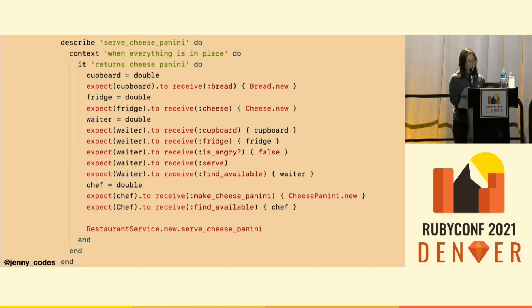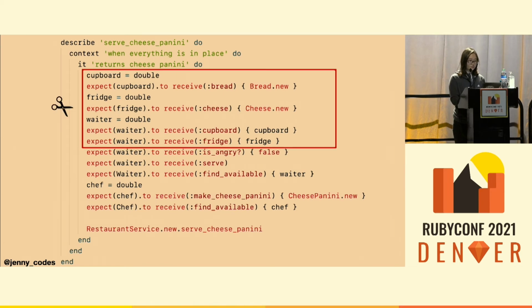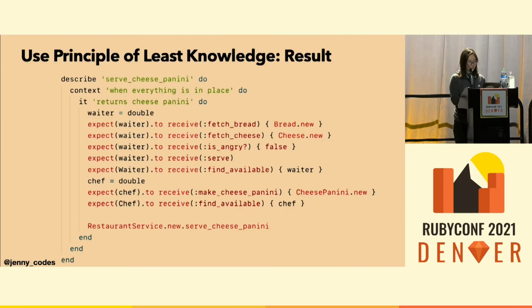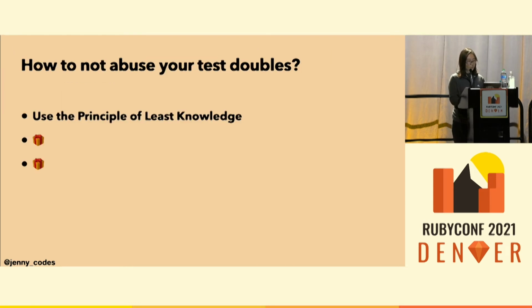Then we can remove some mocking code from the test. So we don't need this anymore. Instead, we'll change them to this. Now the tests look slightly better. We are only mocking the waiter and chef class instead of the whole universe. So that's the principle of least knowledge, or some people will call it the law of Demeter. Try not to violate it.